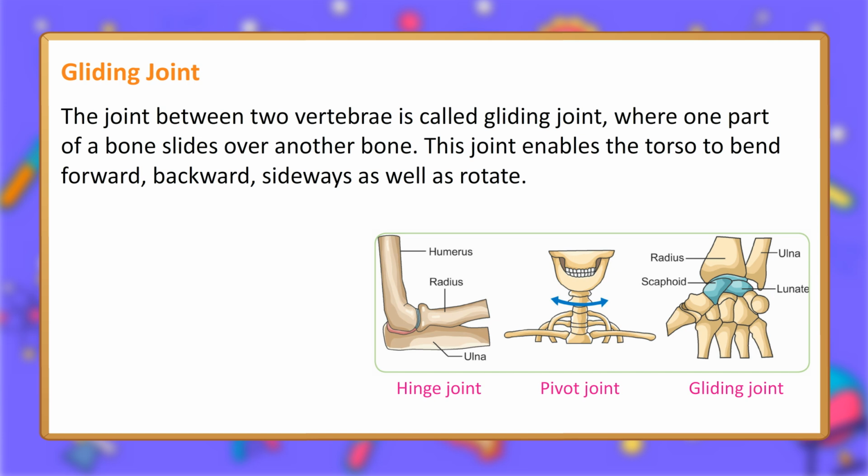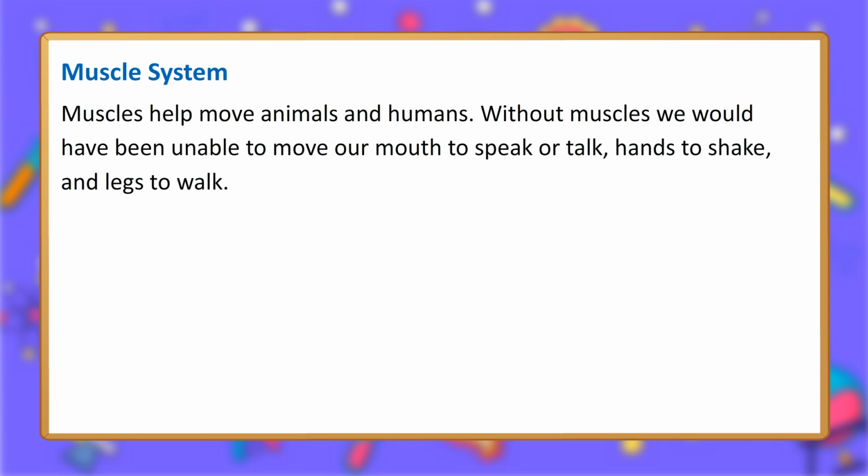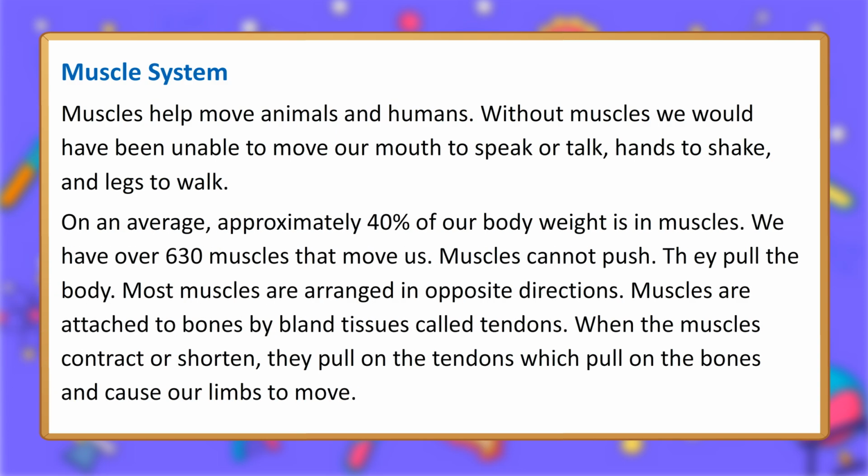Muscle system. Muscles help move animals and humans. Without muscles we would have been unable to move our mouth to speak or talk, hands to shake, and legs to walk. On an average, approximately 40% of our body weight is in muscles. We have over 630 muscles that move us.